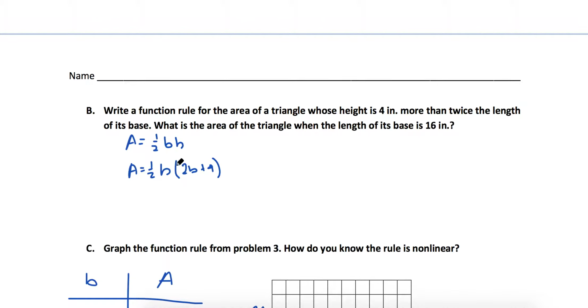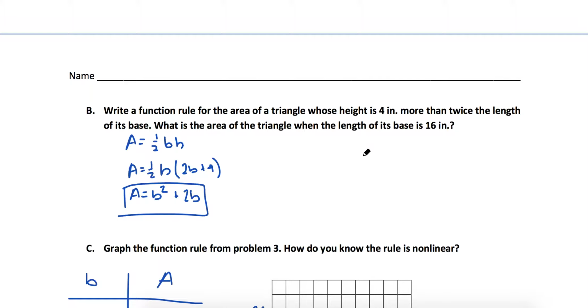Okay, well, we can go ahead and distribute here. So I'm going to take 1/2 b times 2b. The 1/2 and the 2 are going to multiply to give me 1, and the b is going to give me b squared. Now we have to take 1/2 b times 4. 1/2 times 4 is 2, and we have the b there. So now that could be our formula for the area of this particular triangle.